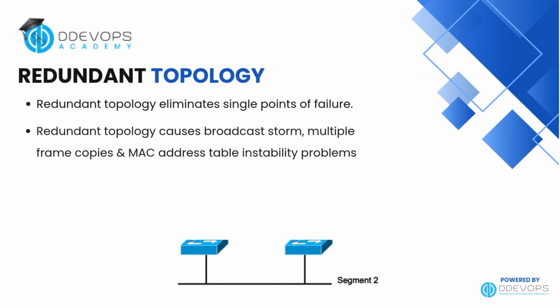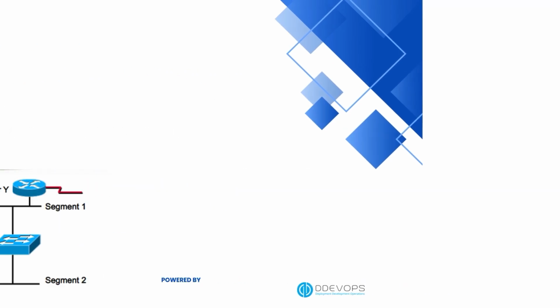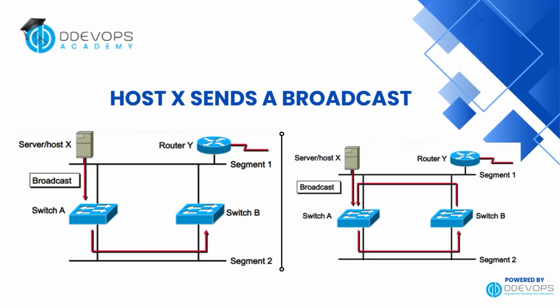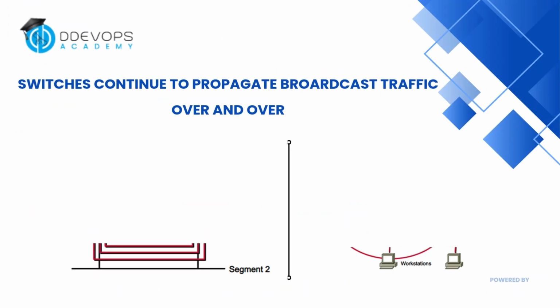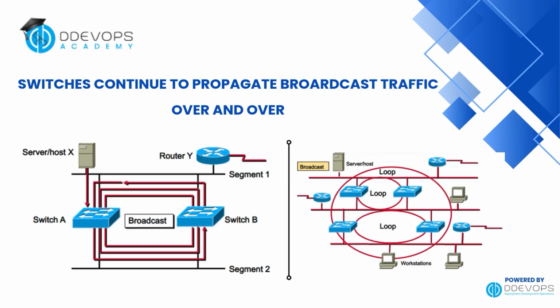Redundant topology. Redundant topology eliminates single points of failure. Redundant topology causes broadcast storm, multiple frame copies and MAC address table instability problems. Host X sends a broadcast. Switches continue to propagate broadcast traffic over and over.